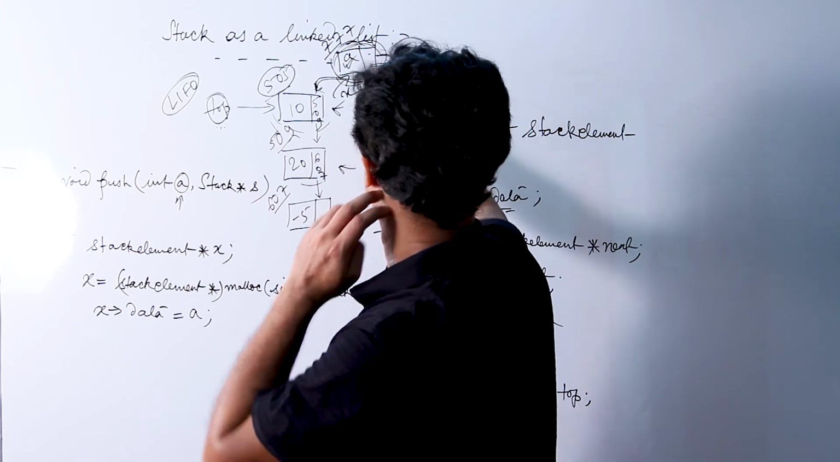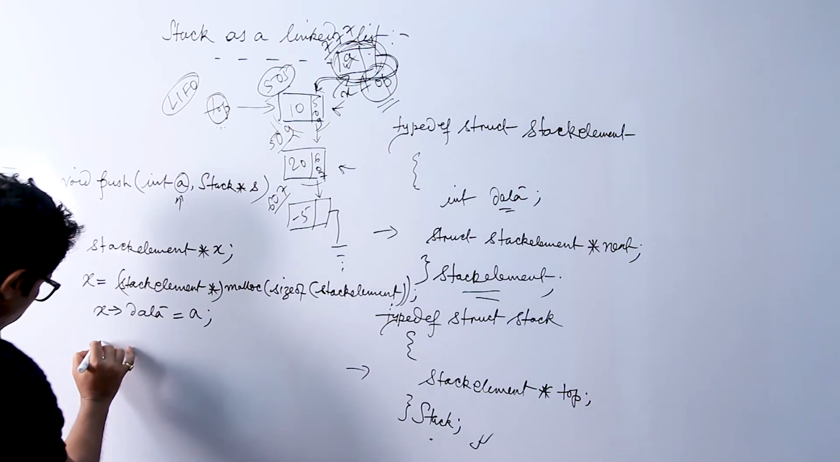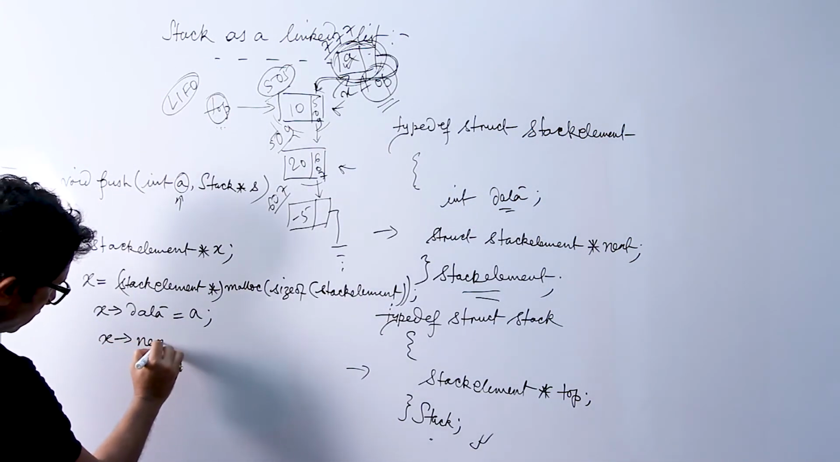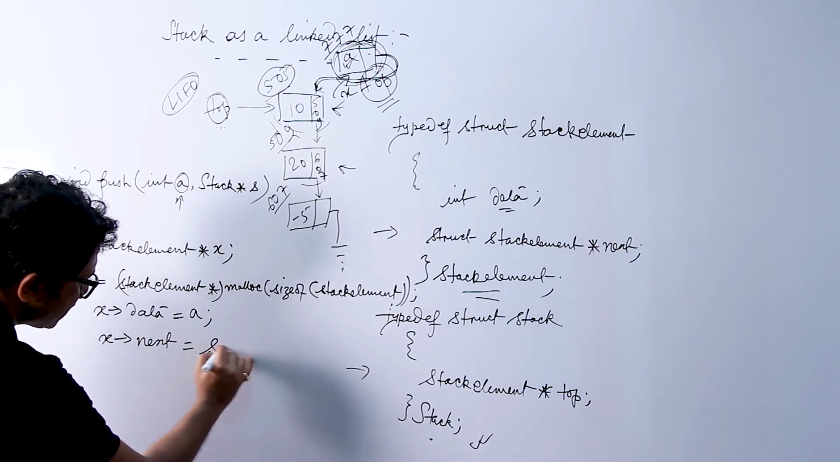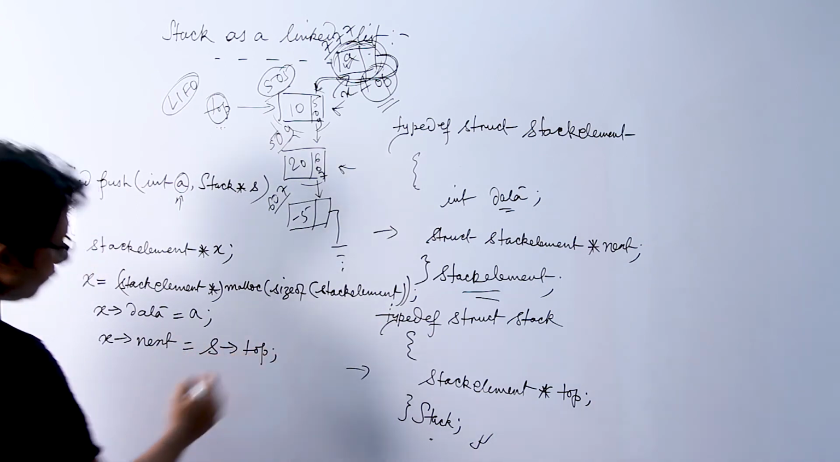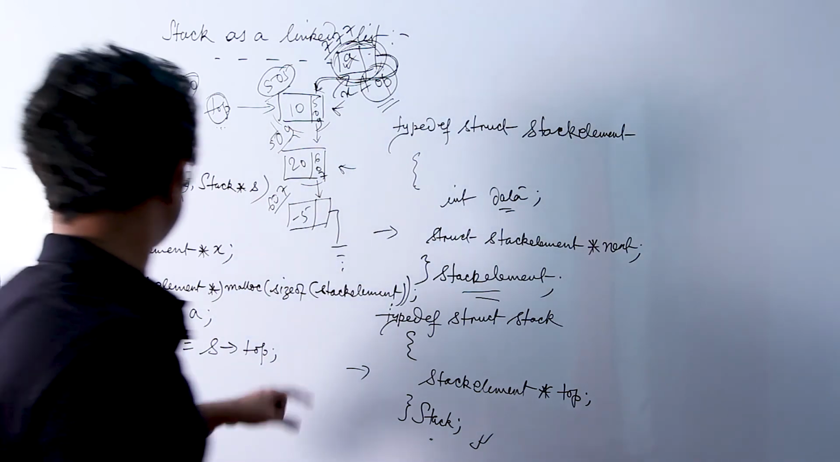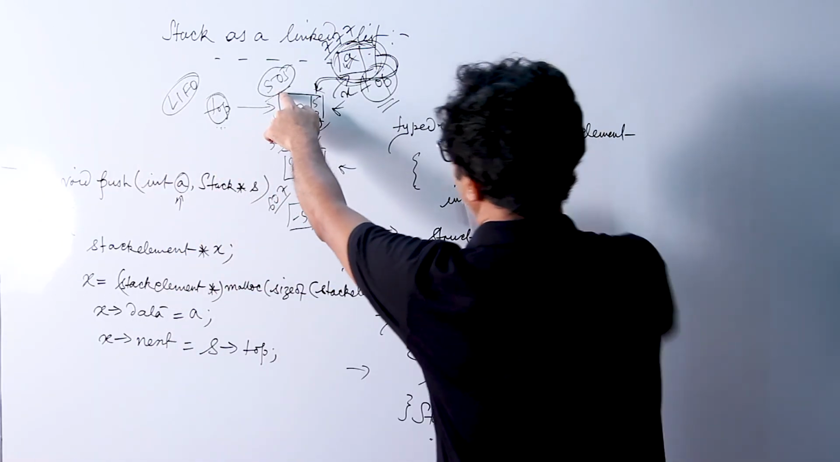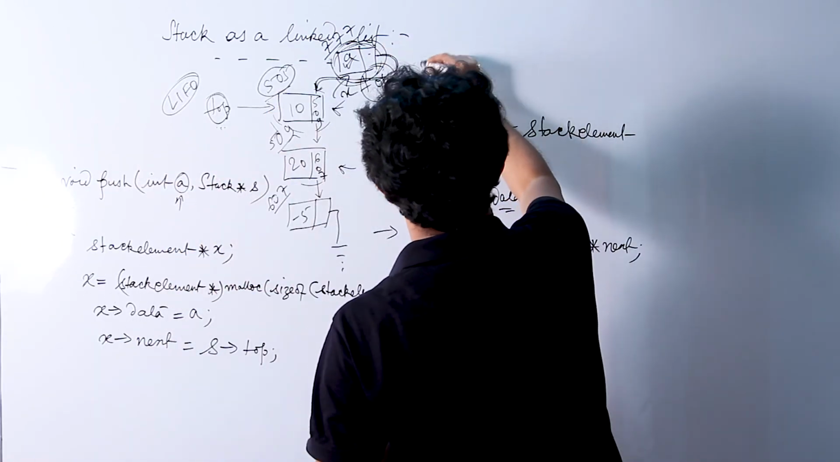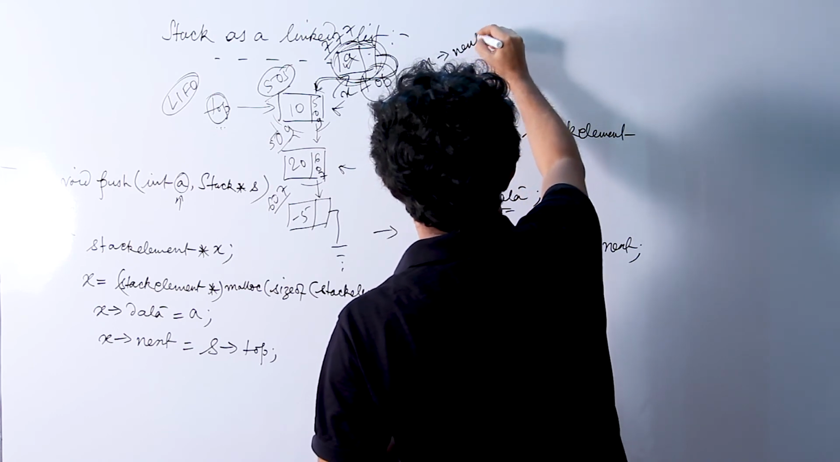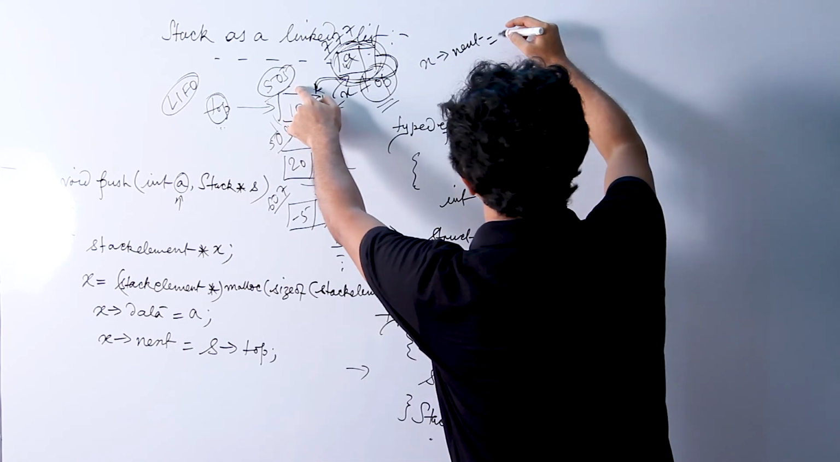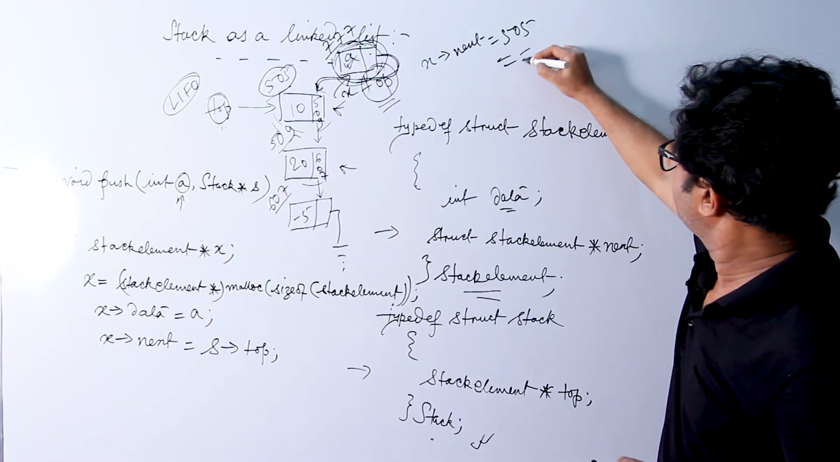So X next is equal to S arrow top. X next is equal to S top, that means S top is 505, this is to be assigned in X next. So X next will contain how much value? What is the value? 505. So X next will be 505.